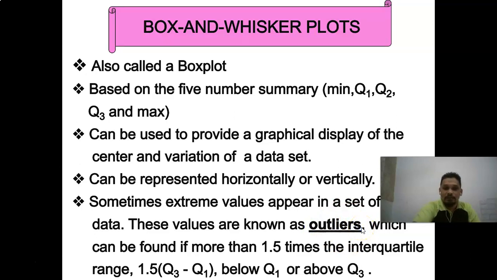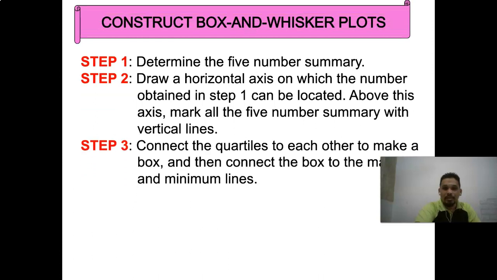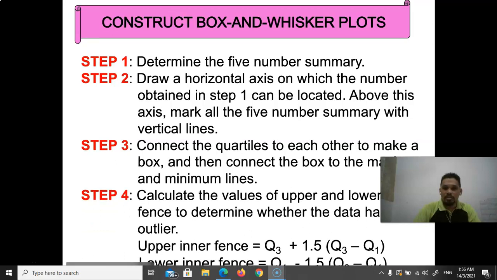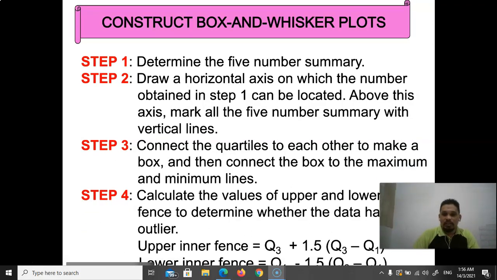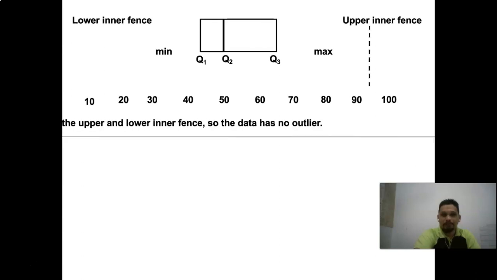Okay, we look at the steps needed to construct the box and whiskers plot, and it will be more clear when we sketch or try to solve a few examples to see what it's all about. In this example the data lies within the upper and lower inner fence, so the data has no outlier.